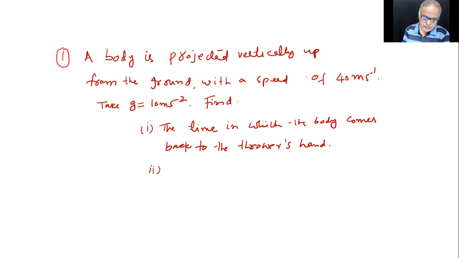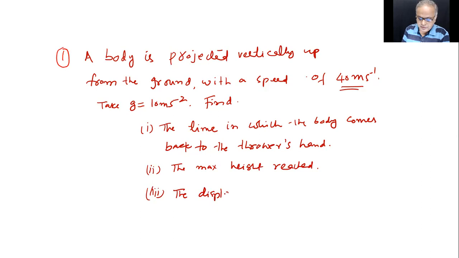2. What is the speed given? 40 meters per second. Right. The maximum height reached. 3. The displacement in 7 seconds to 8 seconds from the start.